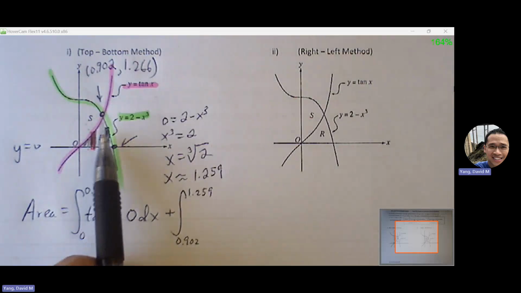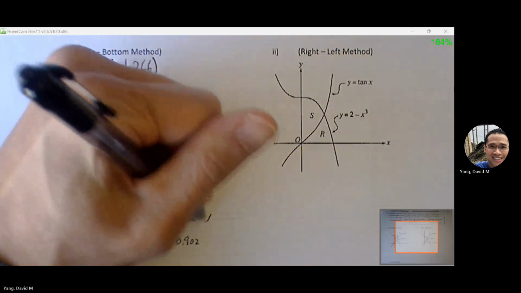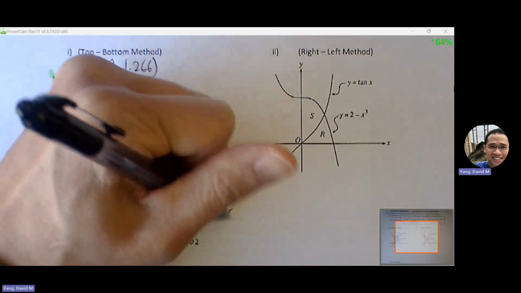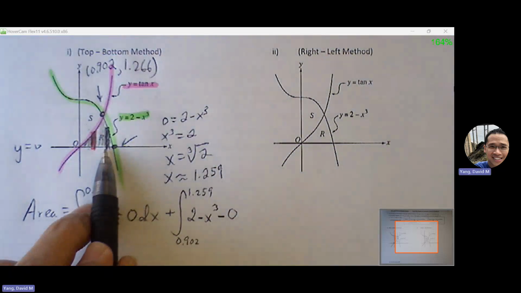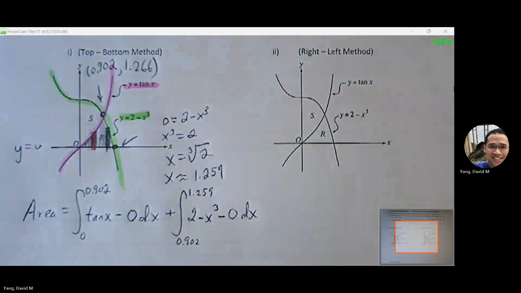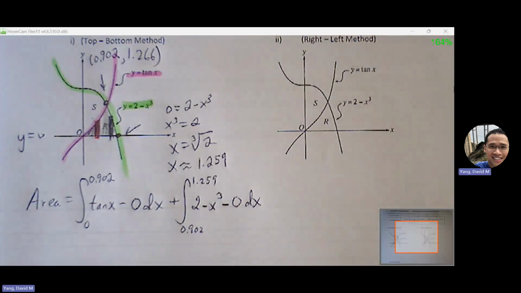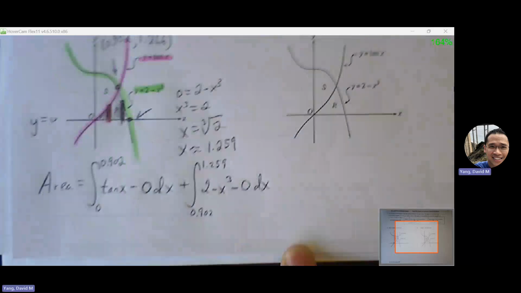Again, top minus bottom. The top of my shaded region is the graph in green, this 2 minus x cubed, minus, again, the bottom is sitting at the x-axis, minus 0 dx. Okay, so in our calculator, we can just drop the zeros. If you want to go up and call the y1 and y2, you can. But see what we get.